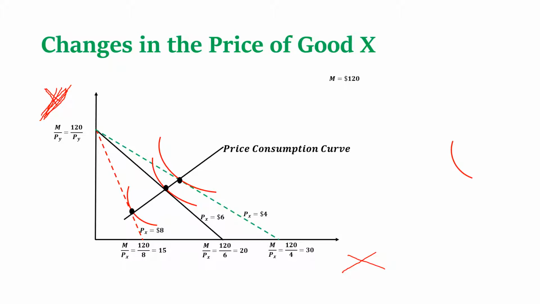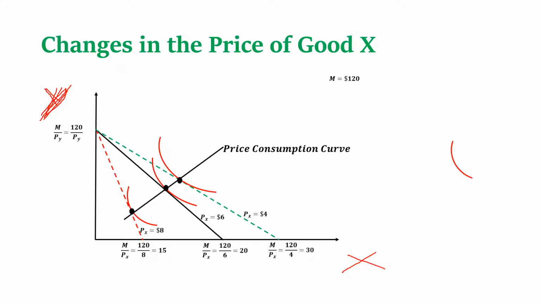So if there is a change in price here, or let's say a fall in price, what will happen? Let's say the price of X falls from $6 to $4, right? So the budget line is going to rotate outwards. It's going to pivot outwards, right? It is not going to pivot inwards.